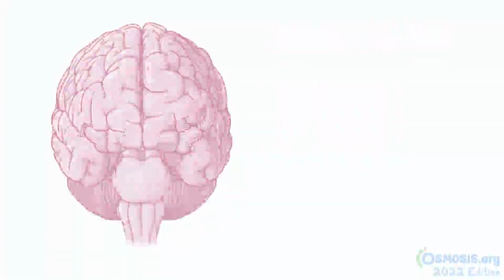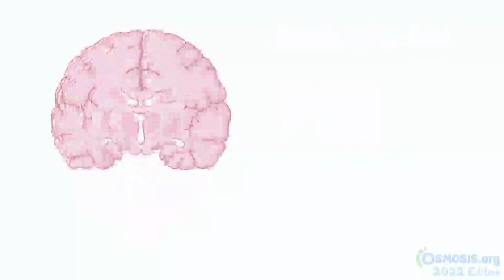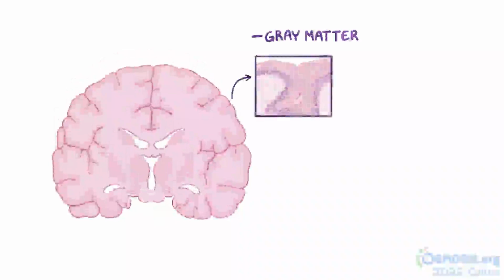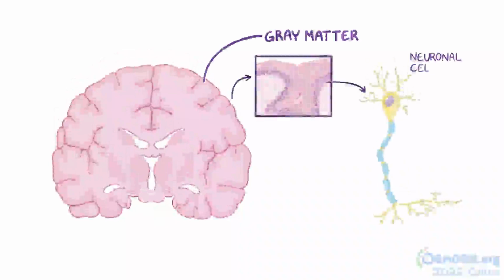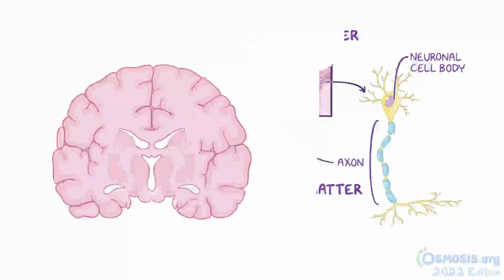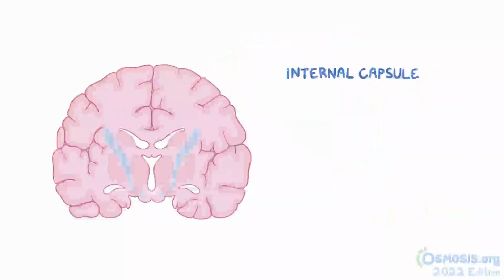On a coronal or axial section of the brain, the outermost area represents the cerebral cortex, which is made up of gray matter that consists of billions of neuronal cell bodies. The axons that are connected to these cell bodies create the white matter of the brain, which is the innermost area. One prominent white matter fiber bundle is the internal capsule, which is like a highway that allows signals, and thus information, to flow to and from the cerebral cortex.